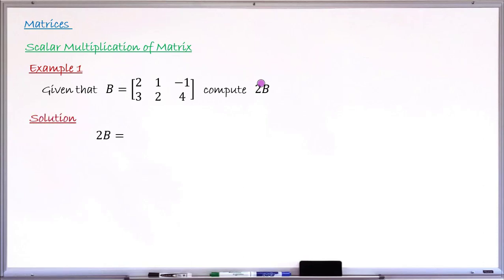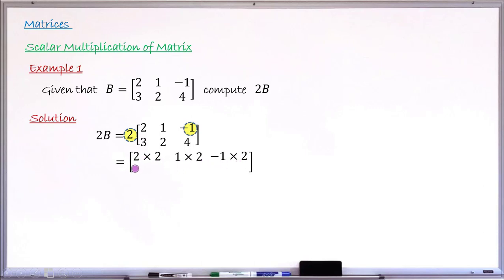What we do first is to write 2B. 2B means 2 times the matrix B. So let me copy down my matrix B with the 2 outside it. So this is my 2 times the matrix B, and this is matrix B. Each and every element here will now be multiplied by this number 2. Let me do that. I'm going to have 2 times 2. Then next, this one is also going to be multiplied by this 2, so I'm going to have 1 times 2. This element will also be multiplied by the scalar number outside. So look at it: I'm going to have minus 1 times 2. This will be the elements in the first row of my new matrix.